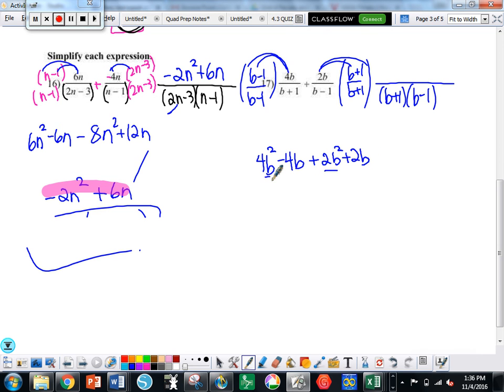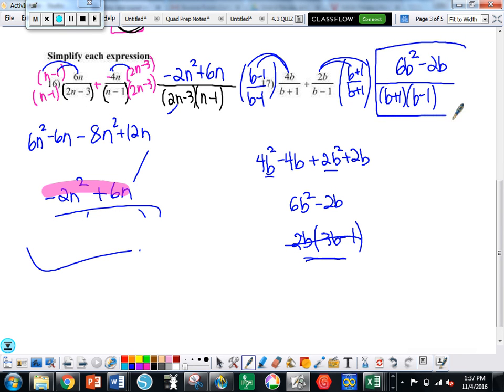Combine like terms, you get 6b squared minus 2b. It factors. But does anything from down here cancel with anything from up here? No, so we ignore the factor. 6b squared minus 2b. And that is your final answer.